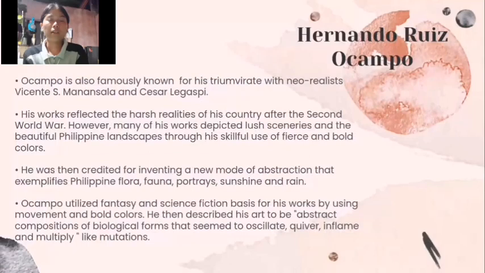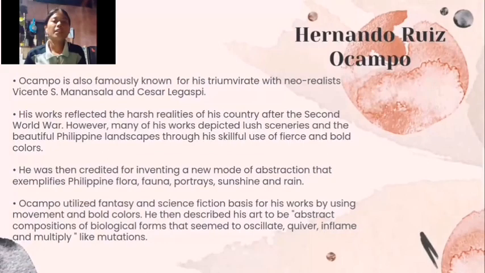He was then credited for inventing a new mode of abstraction that amplifies Philippine flora, fauna, portraits, sunshine, and rain. Ocampo utilized fantasy and science fiction bases for his work by using movement and bold colors. He then described his art to be abstract compositions of biological forms that seem to oscillate, quiver, inflame, and multiply like mutations. Mutation, 1950.